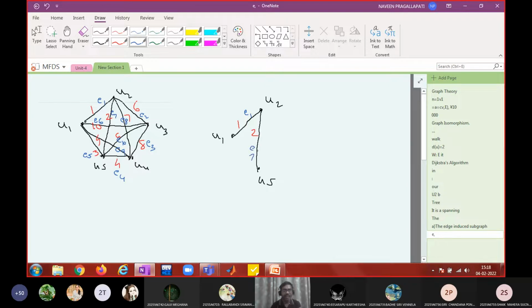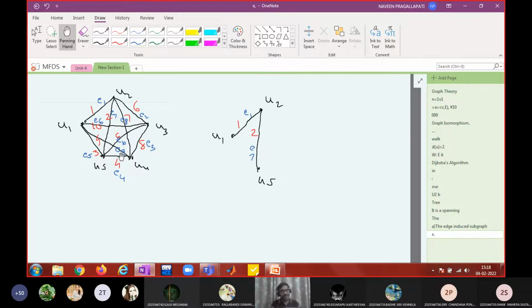So 1, 2 are explored. Remember how many edges we require? There are 1, 2, 3, 4, 5 vertices, so I want only 4 edges to find a spanning tree. Am I right or not?